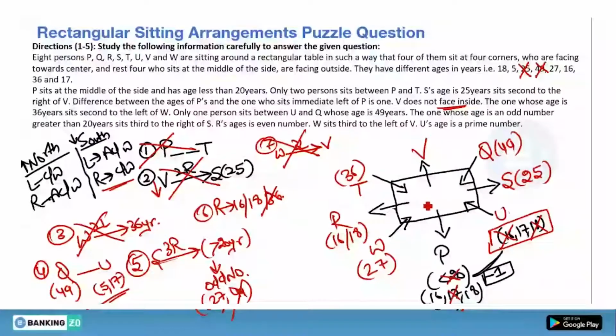Now let's check the ages. 16 is used, 18 is used, 27 is used, 36 is used, 17 is also used, only one age is left, that is 5. So V will be 5 years. Now our complete puzzle is solved. Now let's move to the questions. I hope you got how I solved it in a single diagram.